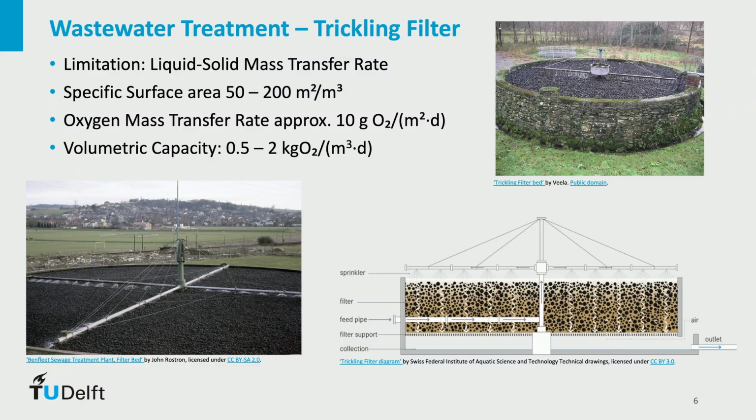Trickling filters provide 50 to 200 square meters of surface area per cubic meter of reactor. As a rule of thumb, each square meter of biofilm can transfer around 10 grams of oxygen per day. This translates to a volumetric capacity of 0.5 to 2 kilograms of oxygen per cubic meter per day. The challenge would be to increase the specific biofilm surface area to optimize the process.